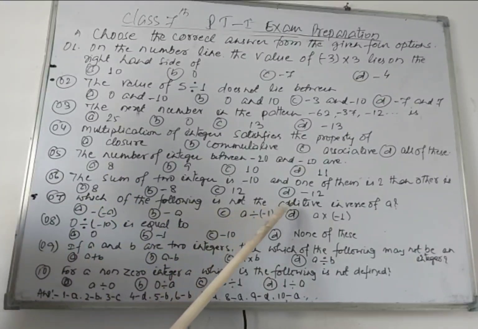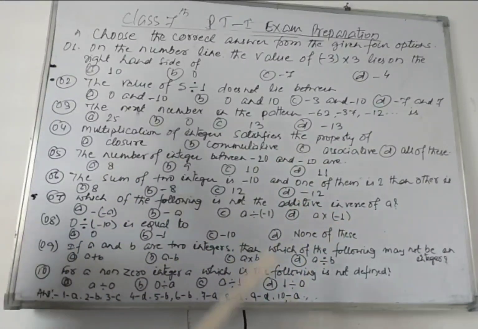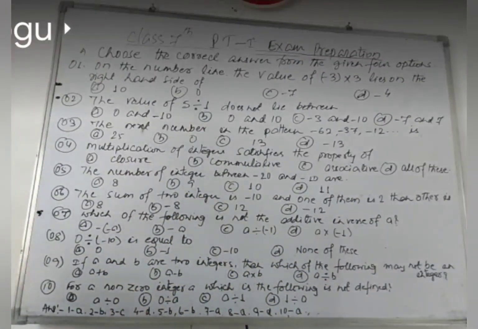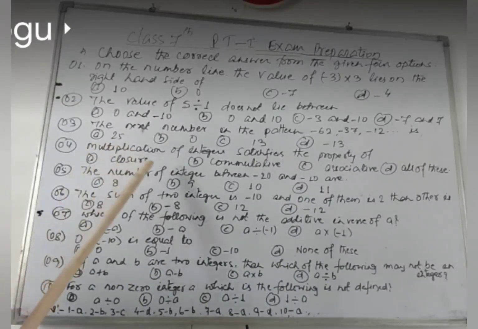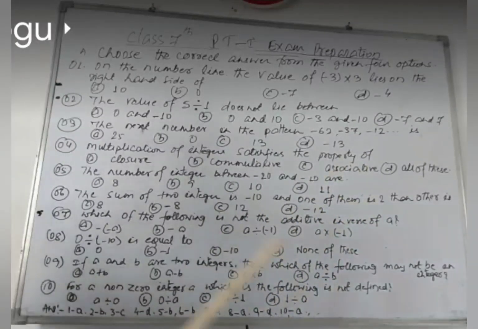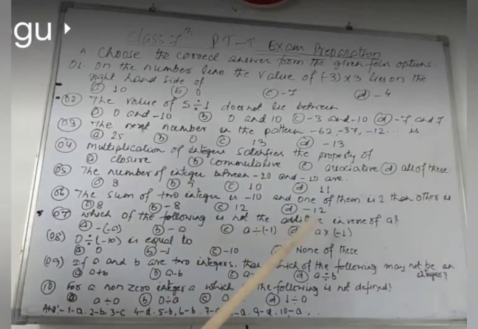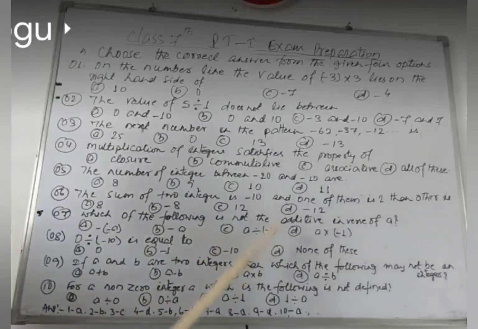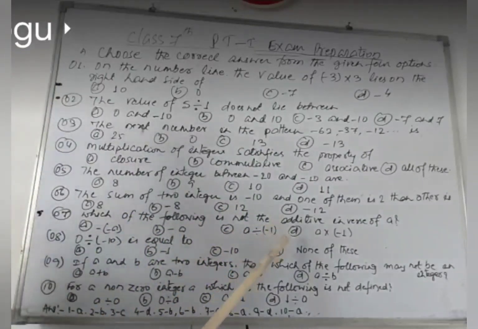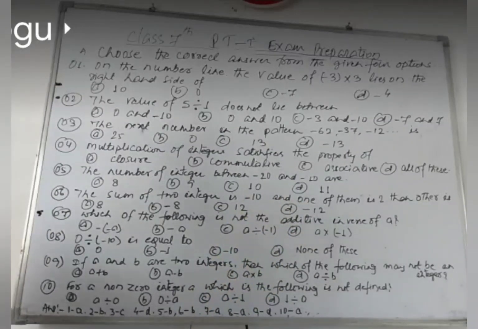Which of the following is not the additive inverse of A? Some options are there here. Four options are there, and which of the following is not the option? Out of these four, some may be options, but one is not the option.